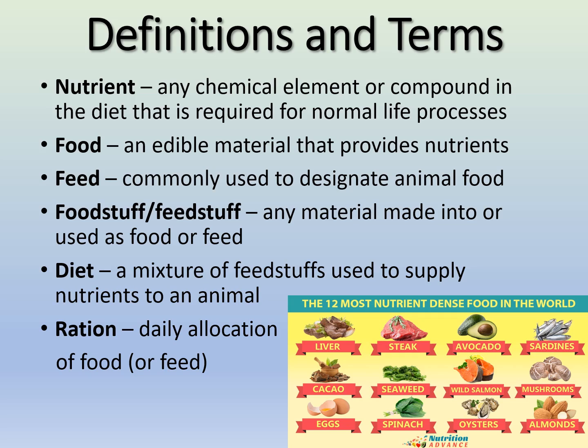And then a diet is just a mixture of those feedstuffs or foodstuffs used to supply the nutrients to an animal, right? So it's just a mixture of these things. And then a ration is just the daily allocation of food or feed. So how much does that animal get per day, right?